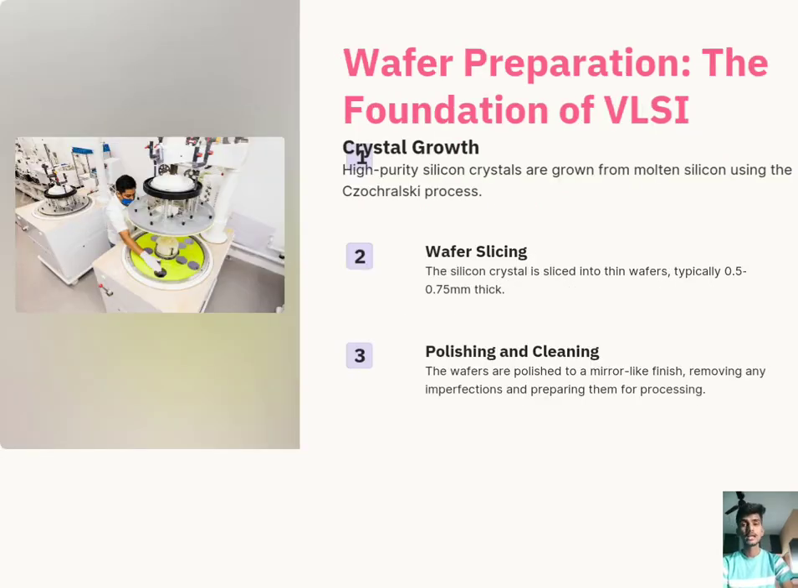Next, in VLSI fabrication, the foundation is wafer preparation. Crystal growth: high purity silicon crystals are grown from molten silicon using the Czochralski process. Next is wafer slicing. The silicon crystal is sliced into wafers, typically 0.5 to 0.75 millimeter thickness. Next is polishing and cleaning. The wafers are polished to a mirror-like finish, removing any imperfections and preparing them for the process.